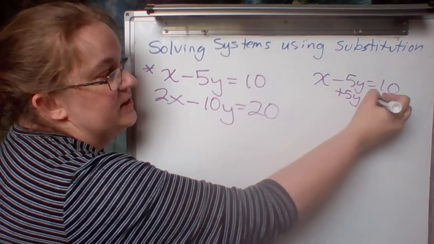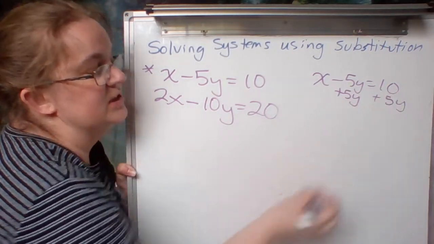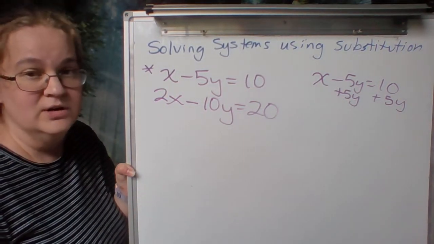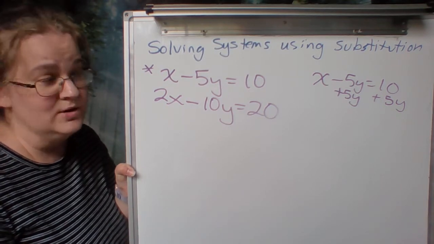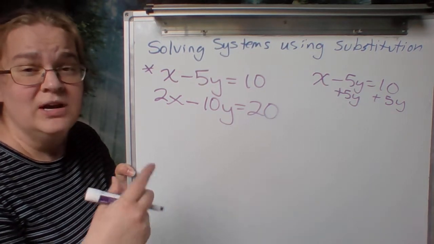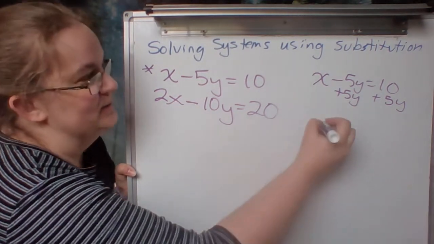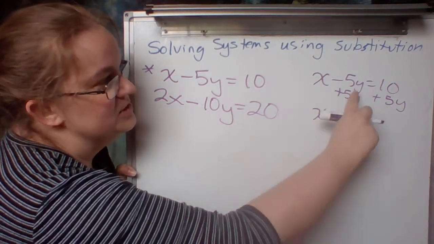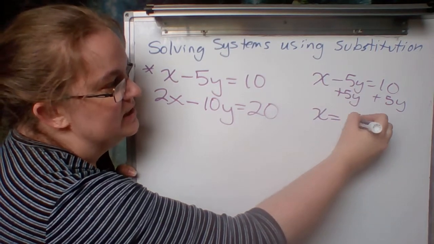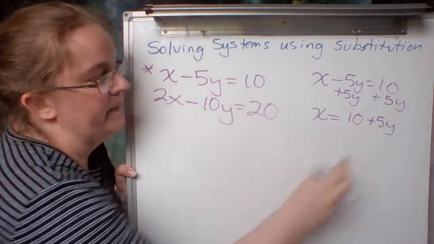So I'm going to add 5y. Now, would you still get the same answer if you solve for y and substitute it in? Sure. It's just going to be more work. So I'm always kind of like, hey, this will be the simplest thing. Let's do that. Okay, so x equals, this cancels. You get 10 plus 5y.